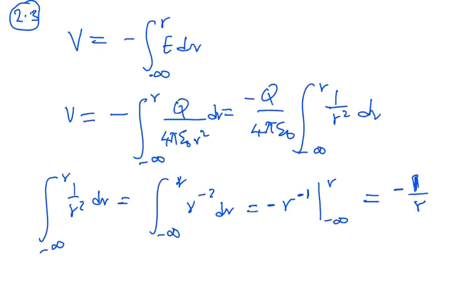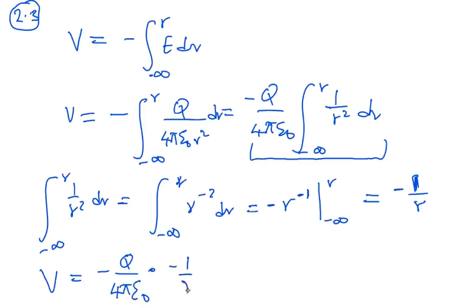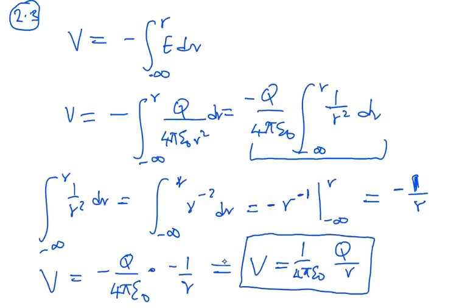If we substitute this back into the expression, since we've gotten the integral to be negative 1 over R, then V will be equal to minus Q over 4 pi epsilon naught multiplied by minus 1 over R. So the potential will be equal to 1 over 4 pi epsilon naught times Q over R. I believe this is very familiar as the formula of potential.